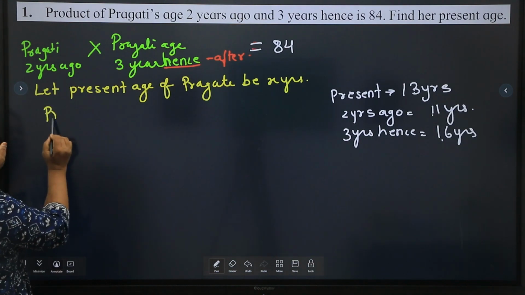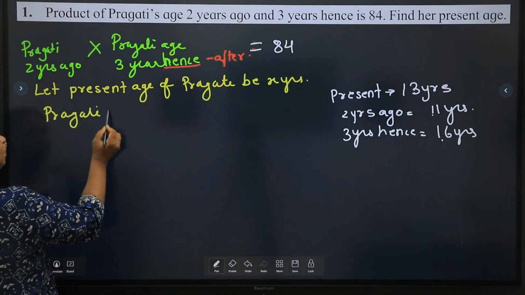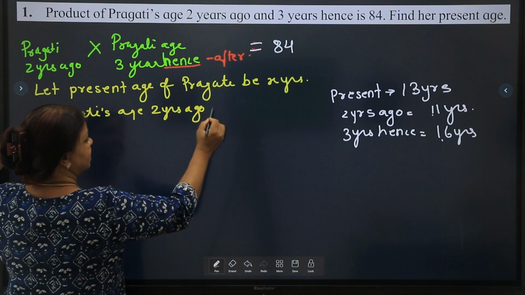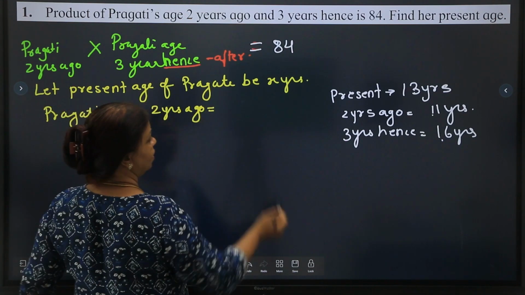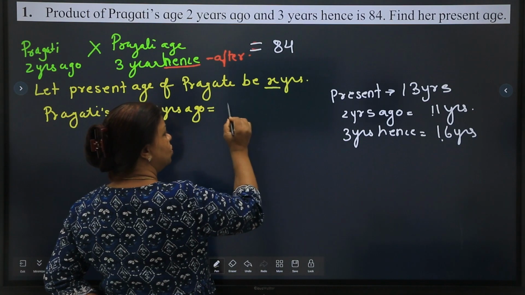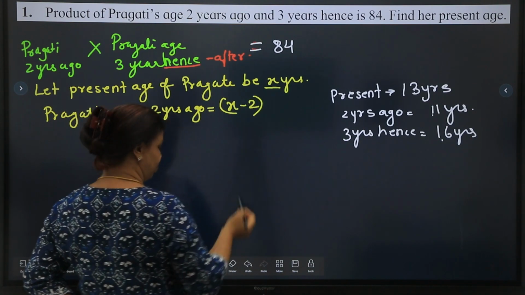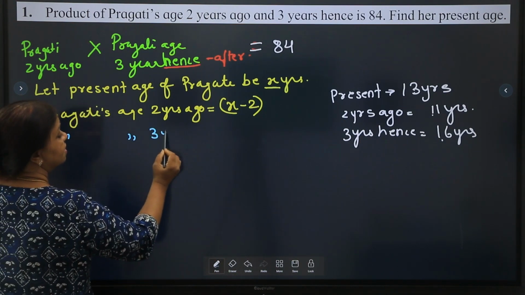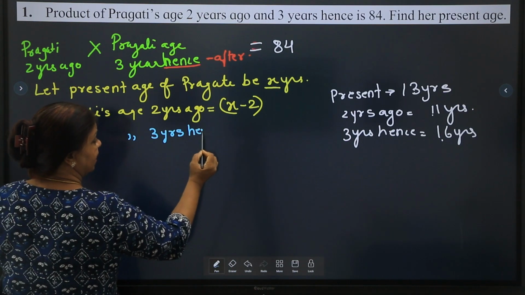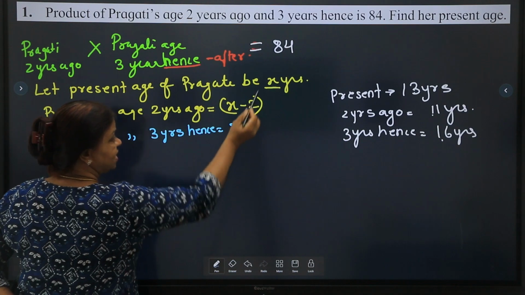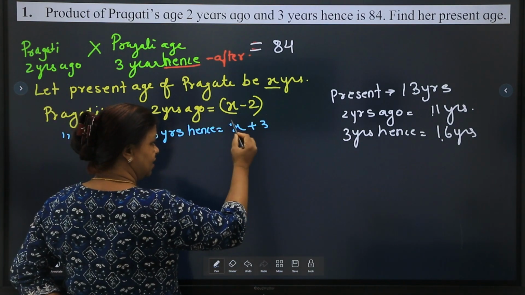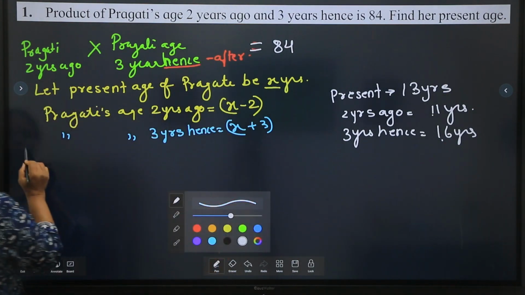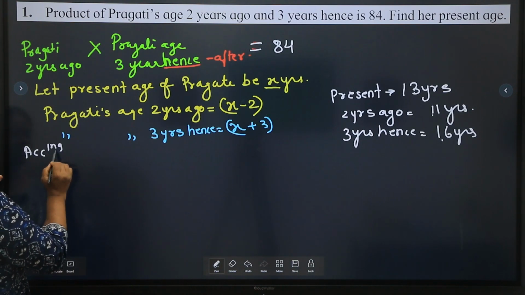So if the present age is x years, what will be Pragati's age 2 years ago? We have to subtract from the present age, so x minus 2. And what will be Pragati's age 3 years hence? Hence means after. The present age is x, so you have to add 3 years. The product of these two ages is 84 according to the condition. This is the condition.